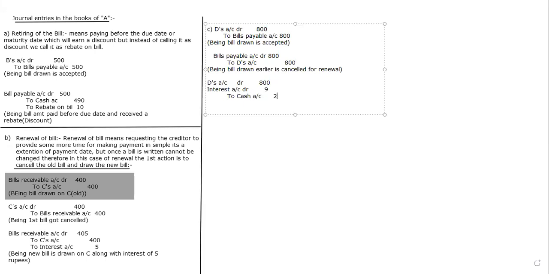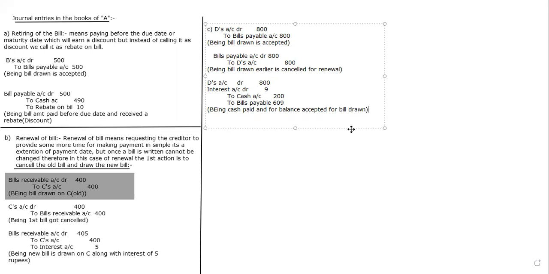Cash account. So cash account, first he paid 200. So 200, so what is the balance? Two bills payable is equal to 609. Like this we are going to write it out. So being cash paid and for balance accepted for bill drawn. Okay, understand? So this is one way we write.